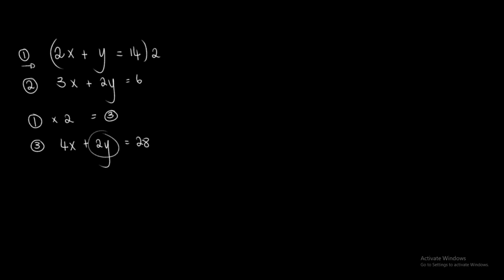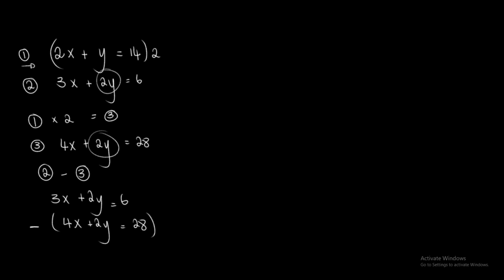Now all of a sudden we have 2y and 2y. So I'm going to take my second equation, 3x plus 2y is equal to 6, and subtract it from my third equation, the new one I just calculated, since my two y's are the same.